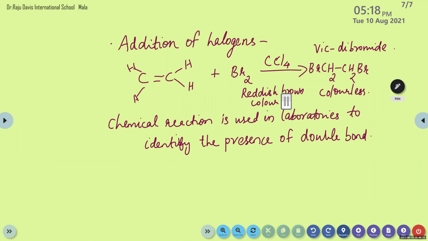Ma'am, what is reddish brown in color? When we add CCl4 and bromine to the alkene, it is reddish brown. Then after the formation of this vicinal dibromide, it is colorless in nature. Okay? Yes, ma'am.